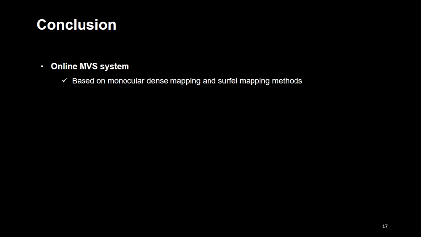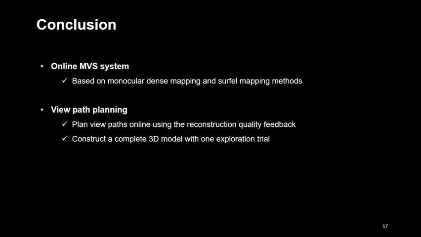So to summarize, we propose an online multiview stereo system based on monocular dense mapping and surface mapping methods. We also propose a view path planning method that analyzes the reconstruction quality online. Our method can reconstruct the complete 3D model with one exploration trial without any rescanning trial like the explore and exploit method.